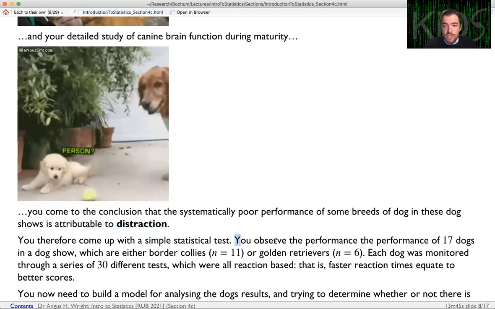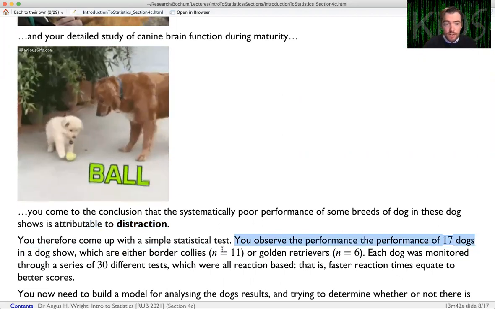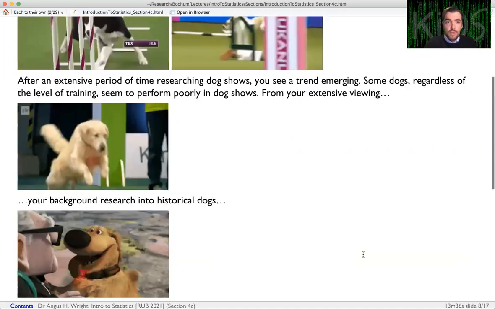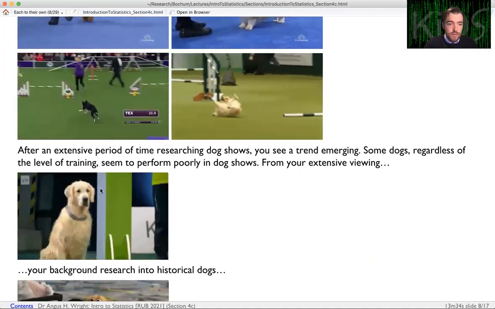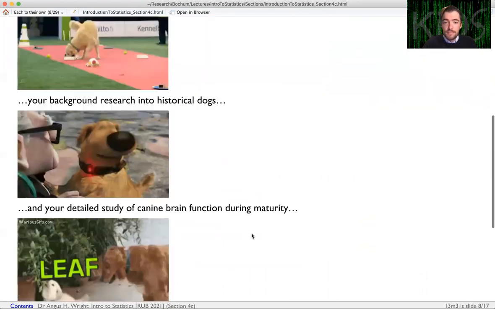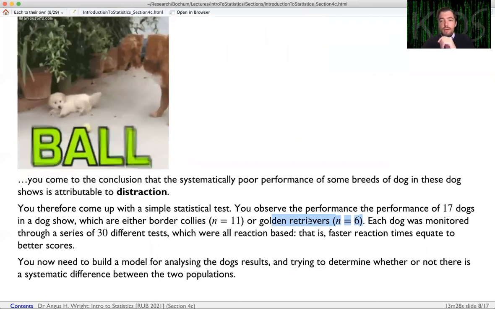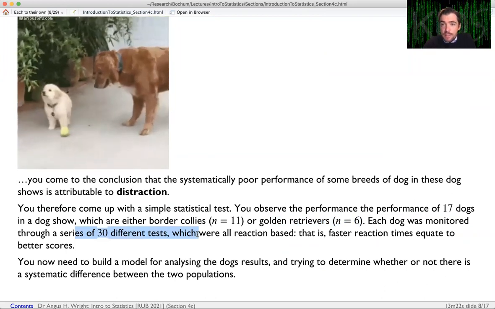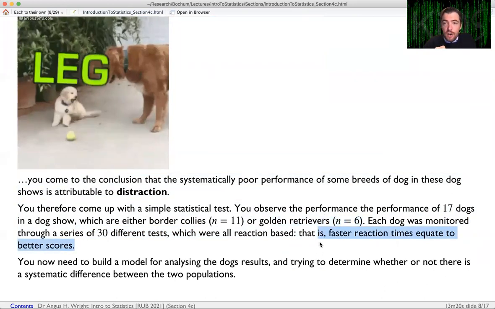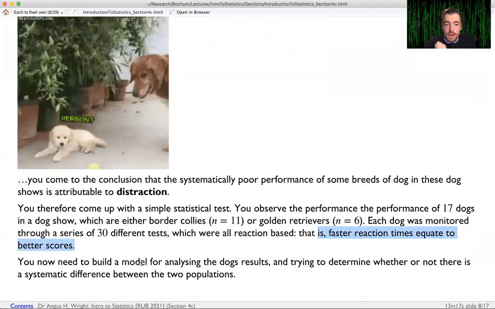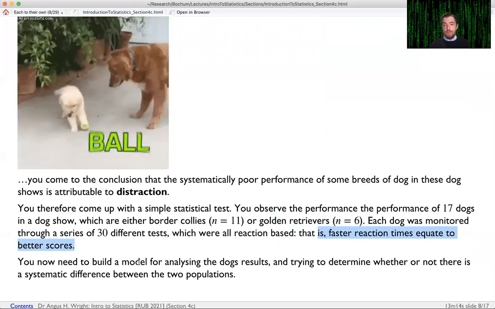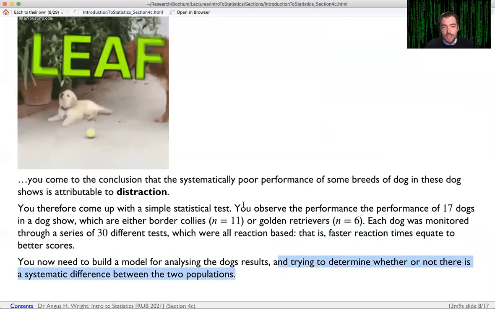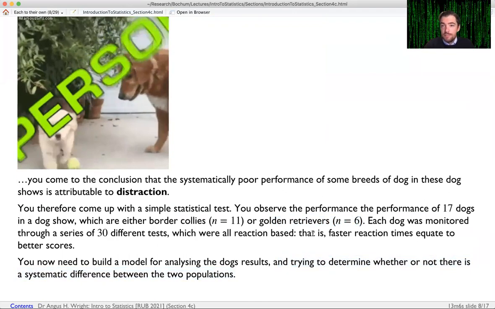So we therefore set up a simple statistical test. We observe the performance of 17 dogs in the show, which are either border collies or golden retrievers. Border collies being these guys, golden retrievers being these guys. Each dog was monitored through 30 different tests, all of which are reaction-based, and the faster the reaction time, the better the score. We now need to build a model to determine whether or not there is a systematic difference between this population and this population.